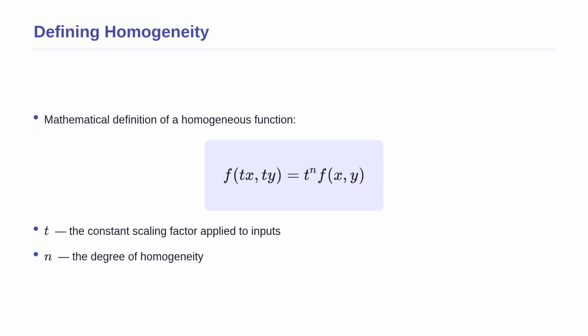If n equals 1, the function scales linearly. If n equals 3, doubling the inputs would multiply the output by 8, since 2 to the third power is 8.